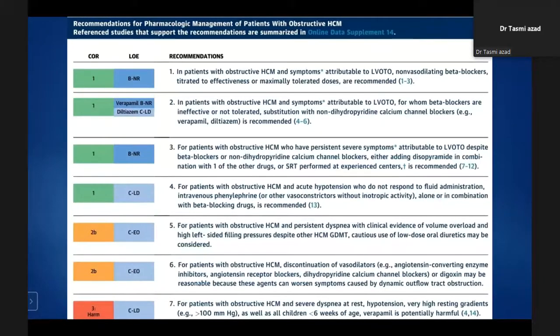We will avoid the dihydropyridine calcium channel blocker definitely due to its vasodilating effect. All of us know that. And they also give a class 1 indication in acute hypotension. In the management of acute hypotension in a patient with obstructive symptomatic hypertrophic cardiomyopathy, as I am showing with the pointer, fluid administration to increase the preload and afterload, and an intravenous vasoconstrictor, that is phenylephrine, can be given in combination with a beta blocking drug to limit the rate. This is recommended as class 1 indication.